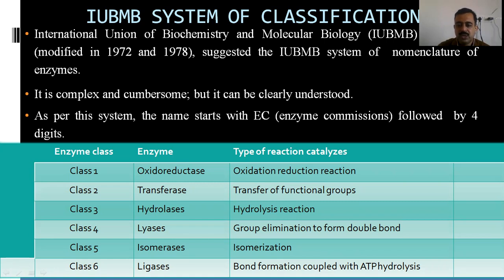Class 2 comes with transferases, transfer of functional groups. Class 3, hydrolases, hydrolysis reactions take place. Class 4 is lyases, group elimination to form double bonds. Class 5, isomerases, isomerization reactions. And class 6, ligases, bond formation coupled with ATP hydrolysis.